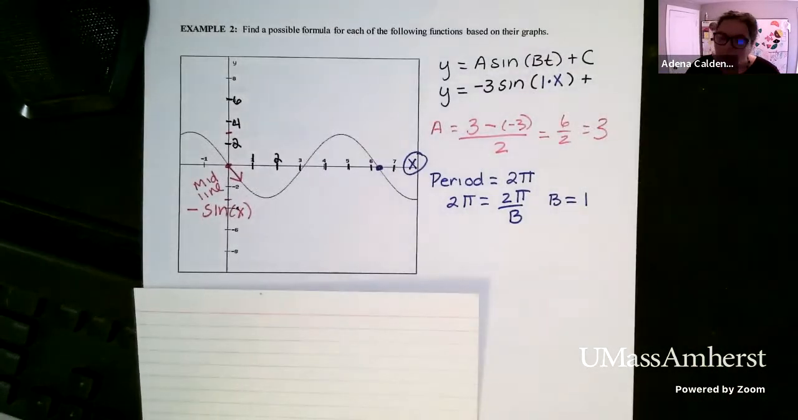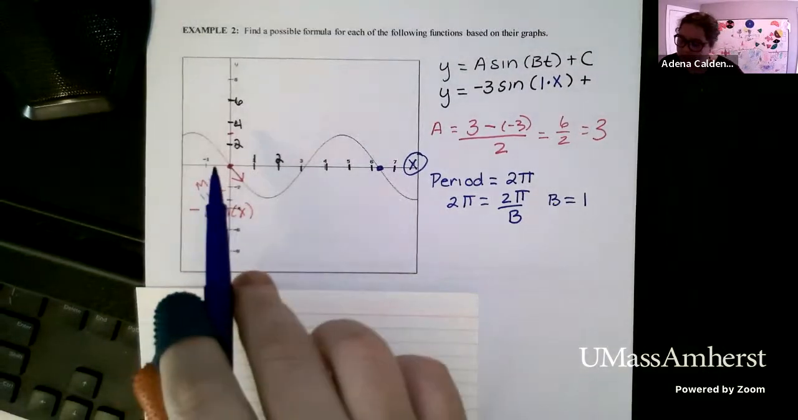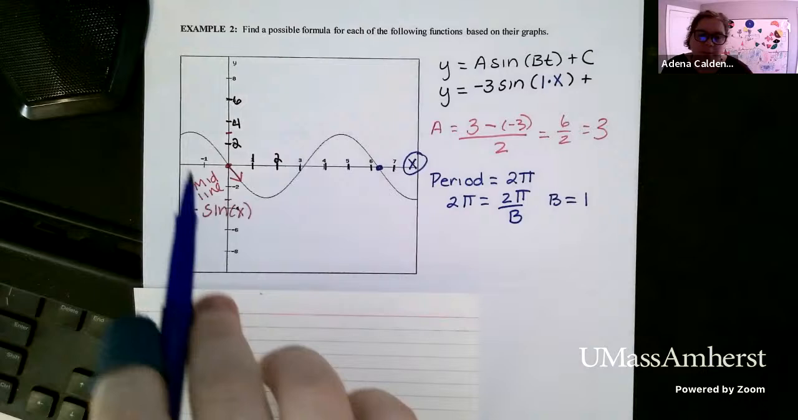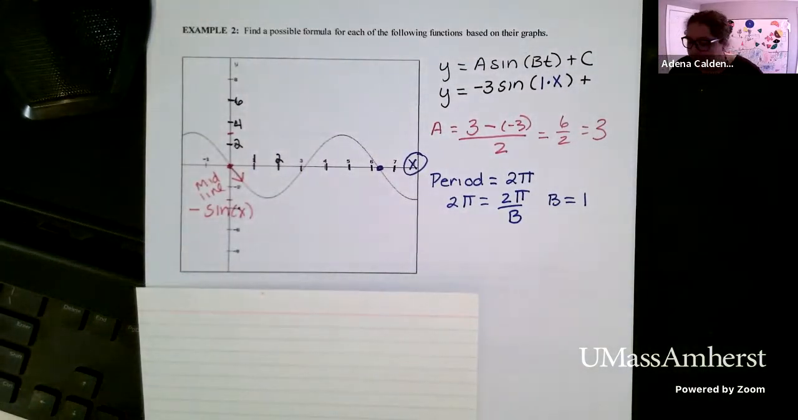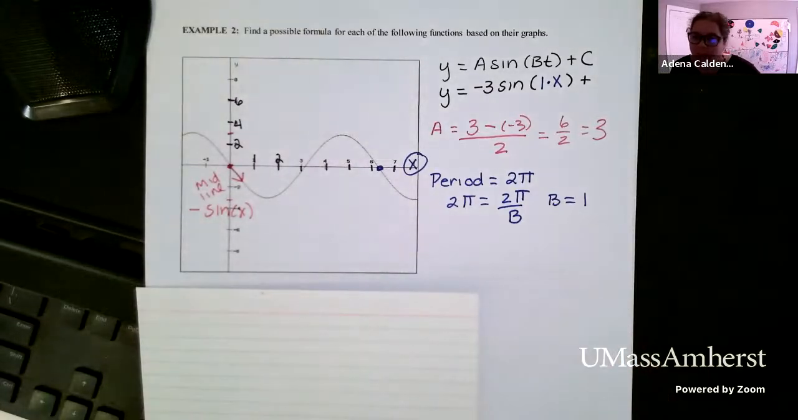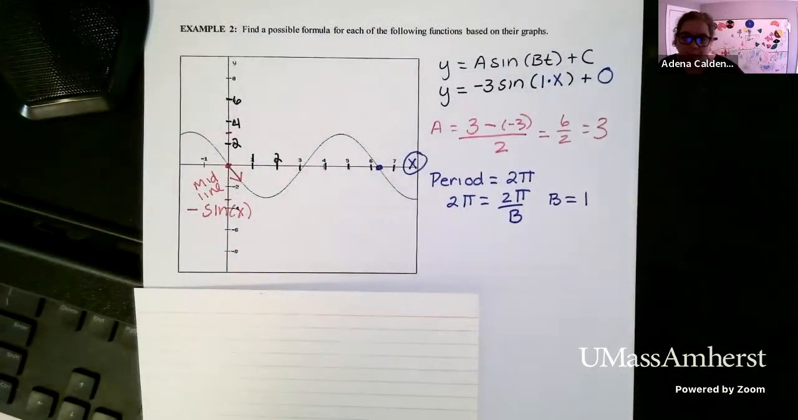And then I need to figure out, was it shifted? There's sort of 2 ways to figure this out. The first is, does it go between the same maximum and minimum? So if it goes to 3, does it go to -3? Yes, so it's symmetric. So it actually has not been shifted. So here, I would have a +0.